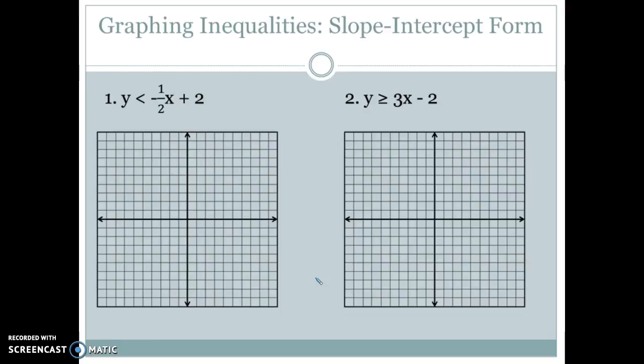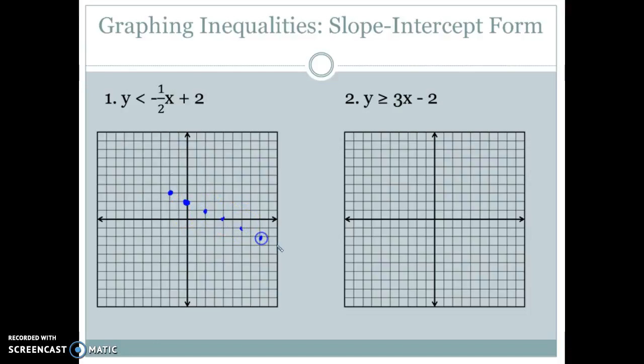So I'm going to graph these in slope-intercept form. To graph it, we're kind of going to ignore the inequality sign for right now. Treat this like y equals negative 1/2 x plus 2. I'm going to go to my y-intercept at 2. And my slope is negative 1/2, so that means I'm going downhill. So I can go up 1, left 2, or down 1, right 2.